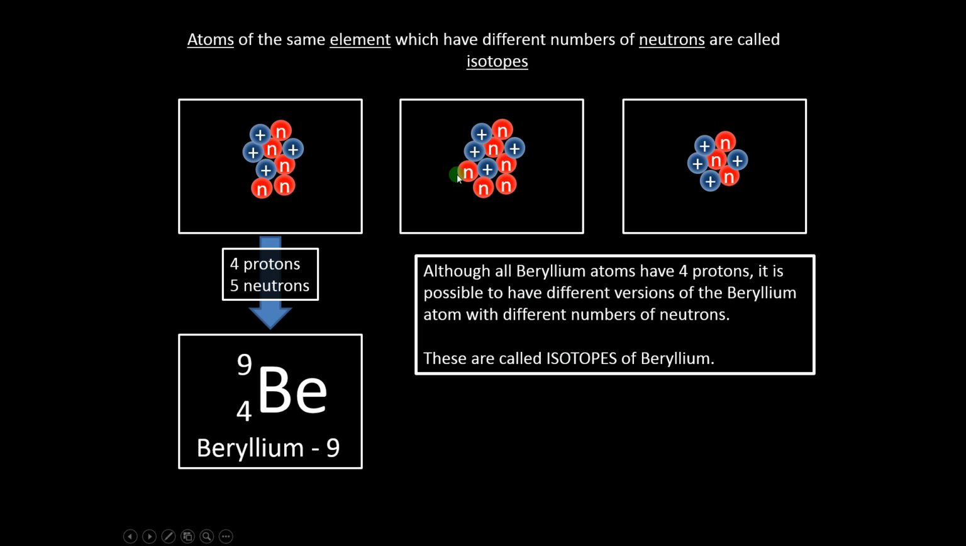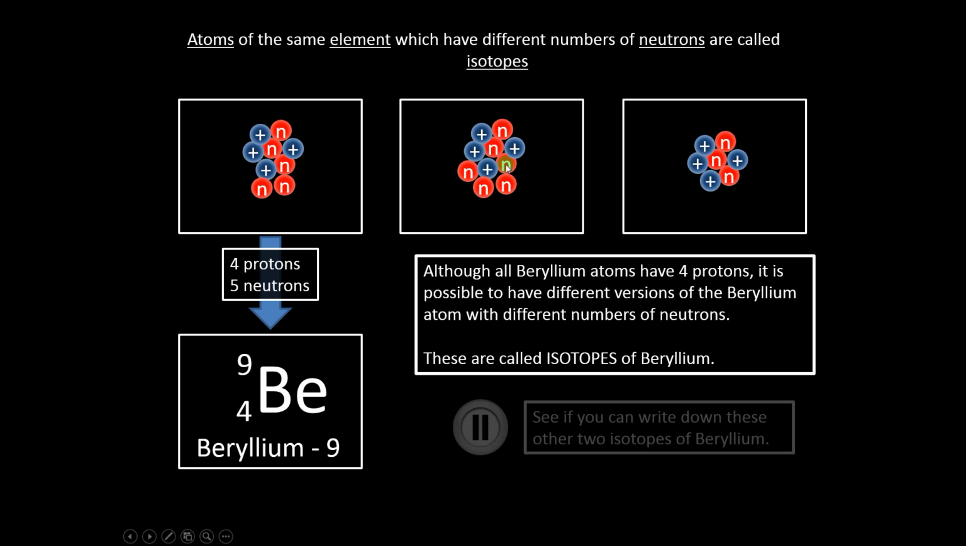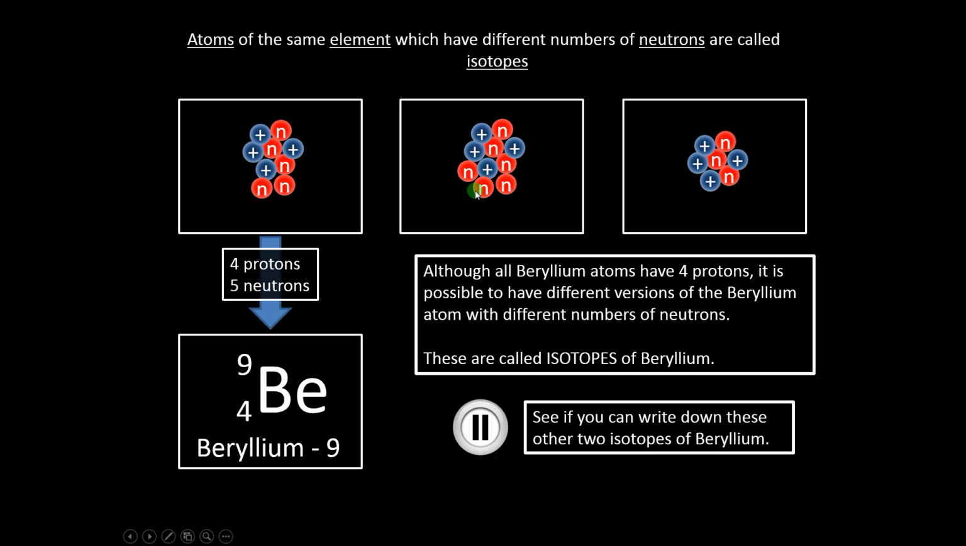So again, you can just do some practice here. If you just pause the video and then try and write down the notation for these 2 beryllium nuclei as well, and we'll check when you unpause.